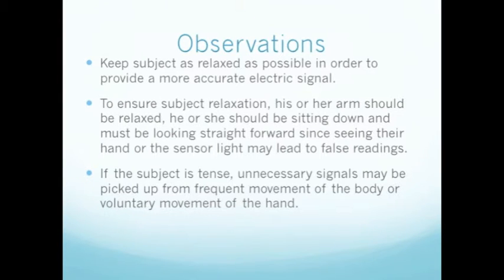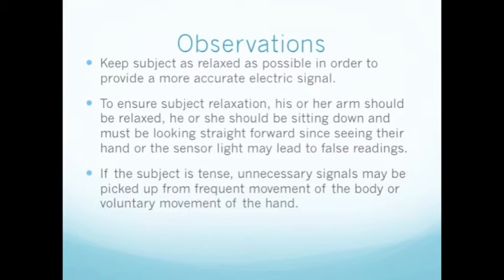The following are things we noticed throughout our trials. We had to keep subjects as relaxed as possible in order to provide a more accurate electrical signal. To ensure subject relaxation, his or her arm should be relaxed. He or she should be sitting down and must be looking straight forward, since seeing their hand or the sensor light may lead to false readings.